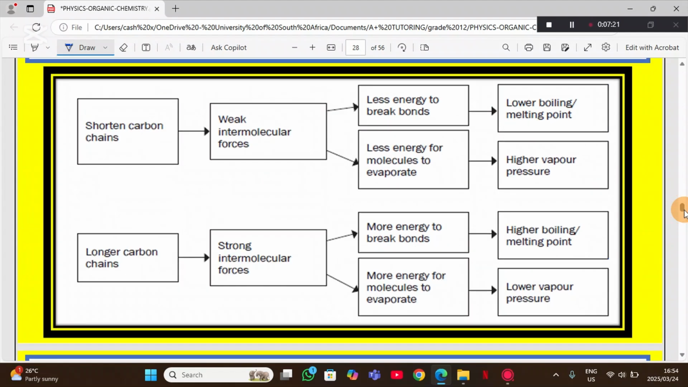Okay, so if they are to be in the same group, there is one with a shorter chain, and then there's going to be one with a longer chain. For example, I have an alkane, and then I have the 3-carbon alkane, right? And then I have this one.